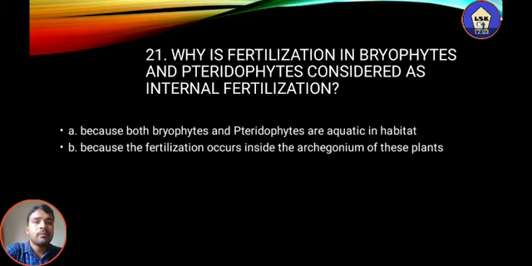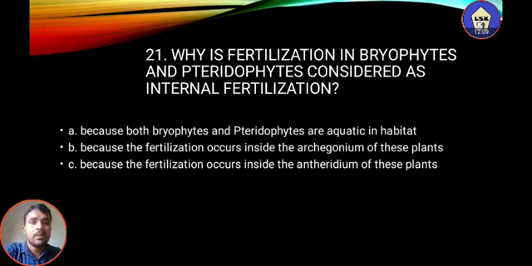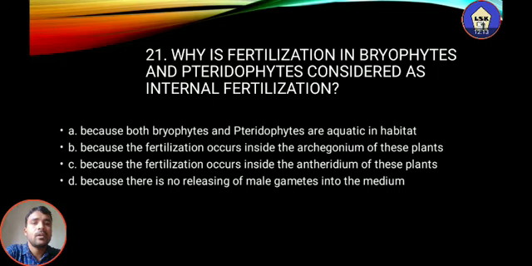Option B: because the fertilization occurs inside the archegonium of these plants. Option C: because the fertilization occurs inside the antheridium of these plants. Because there is no releasing of male gametes into the medium. So what is the right answer? Why is fertilization in bryophytes and pteridophytes considered internal? It should occur within the body of the female individual. Because there is no releasing of male gametes into the medium.